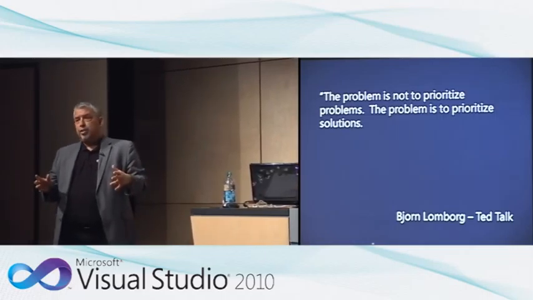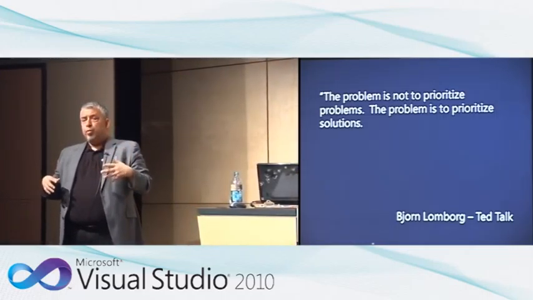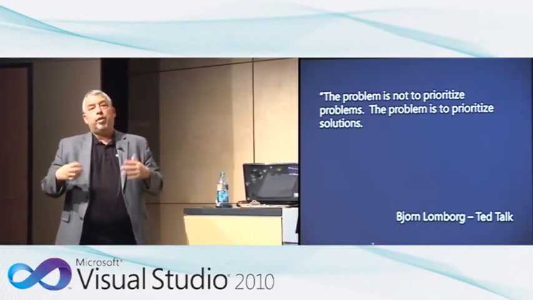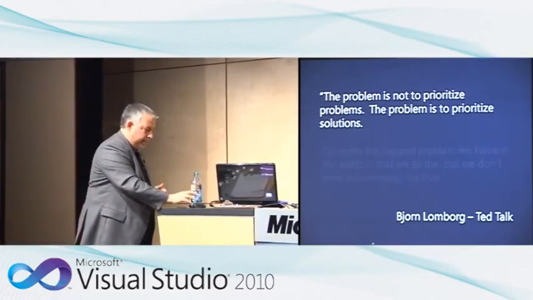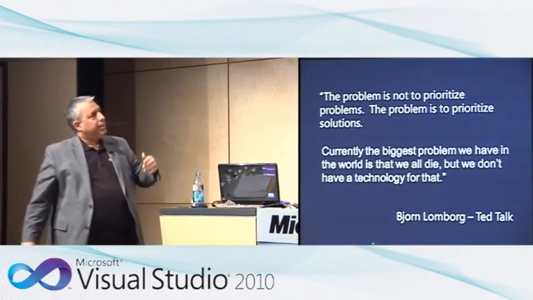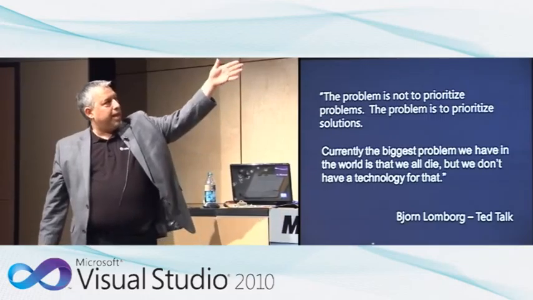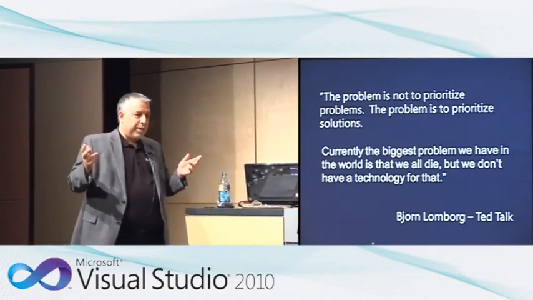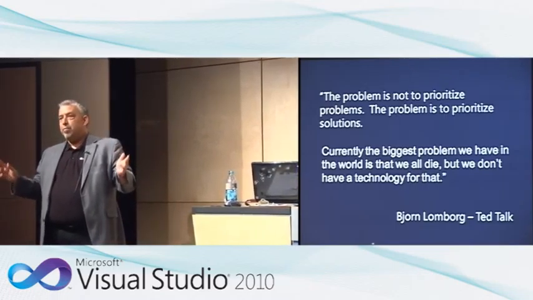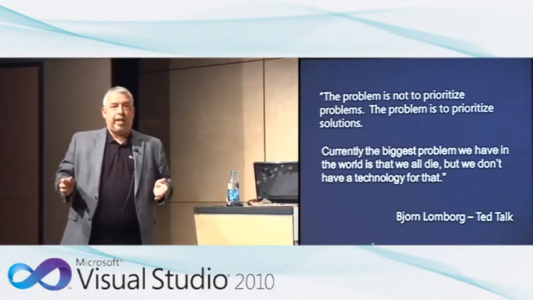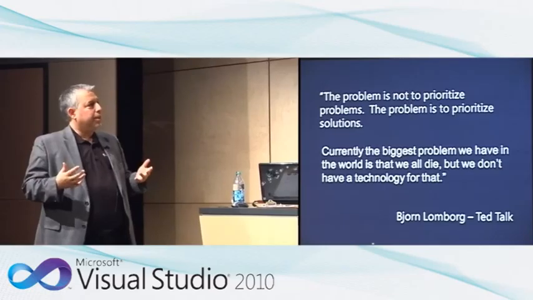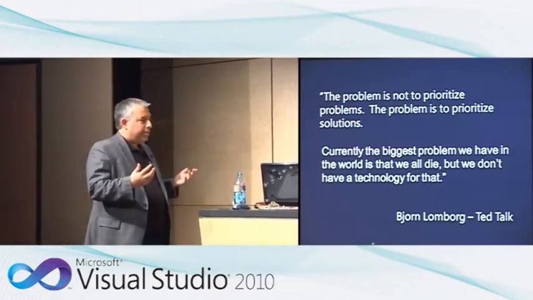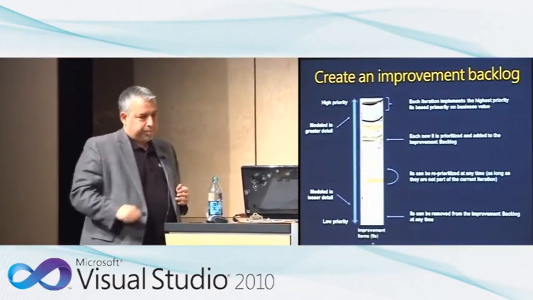And again, that's something somebody said. The problem actually is, in our framework, we don't want to prioritize problems. We want to prioritize solutions. And in one TED Talk, Bjorn Lomborg added that if we prioritize problems, the biggest problem we have in the world is that we all die. But we don't have a technology for that. So it really shows that prioritizing problems is not what we need to do.